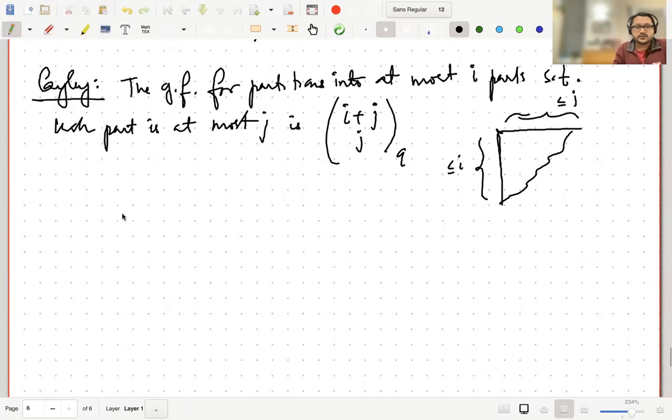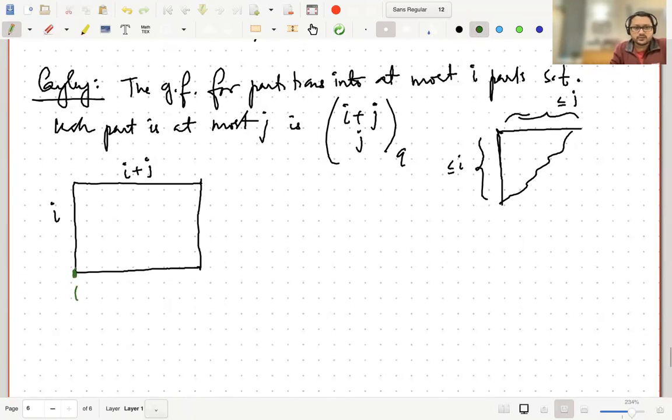And the proof is very combinatorial. One can do the following. If you look at a rectangle of size, say I plus j and I, this is a rectangle. And then I want to make lattice paths starting from this point, let's call this point 0, 0, to this point, which is the point ij. This length is j, and this is I. So this is ij.